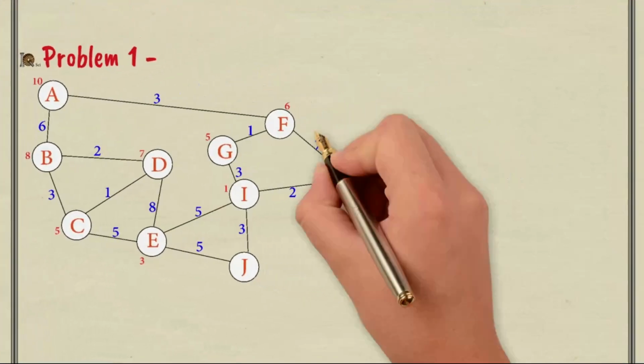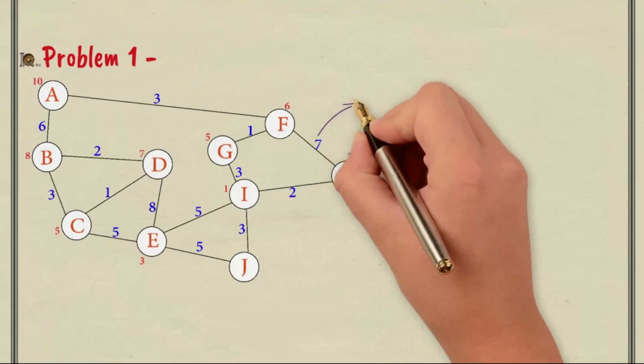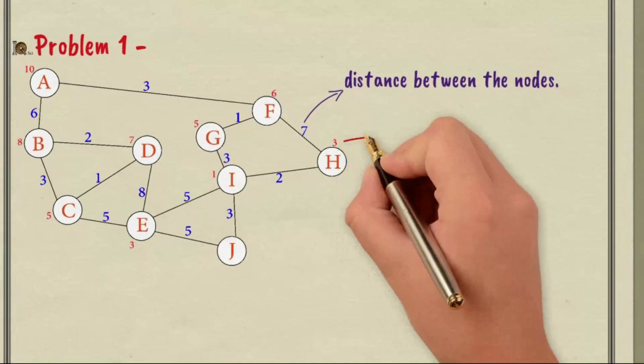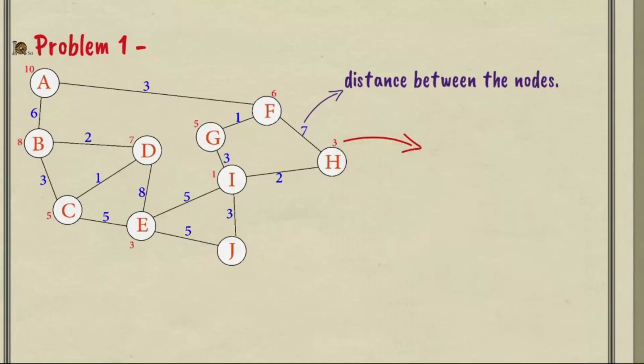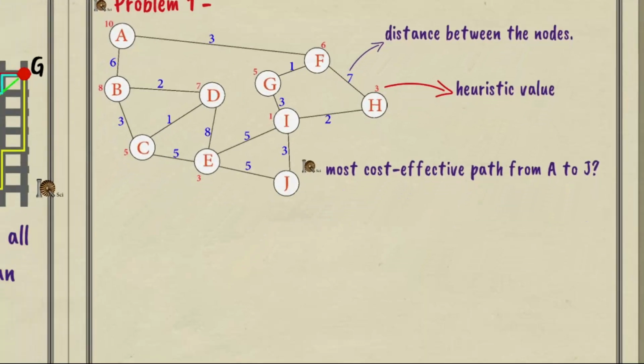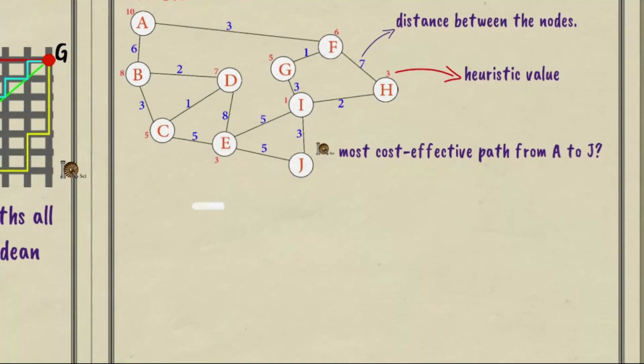The numbers written on edges represent the distance between the nodes. The numbers written on nodes represent the heuristic value. Find the most cost-effective path to reach from start state A to final state J using the A* algorithm.